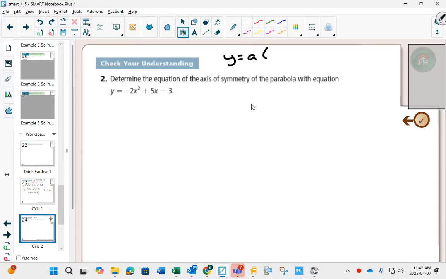This question is asking us to find the axis of symmetry, and the axis of symmetry is always going through the x-coordinate of your vertex. So if we can find our vertex, then we can find our axis of symmetry. Now this is a good example because it's going to deal with some fractions.